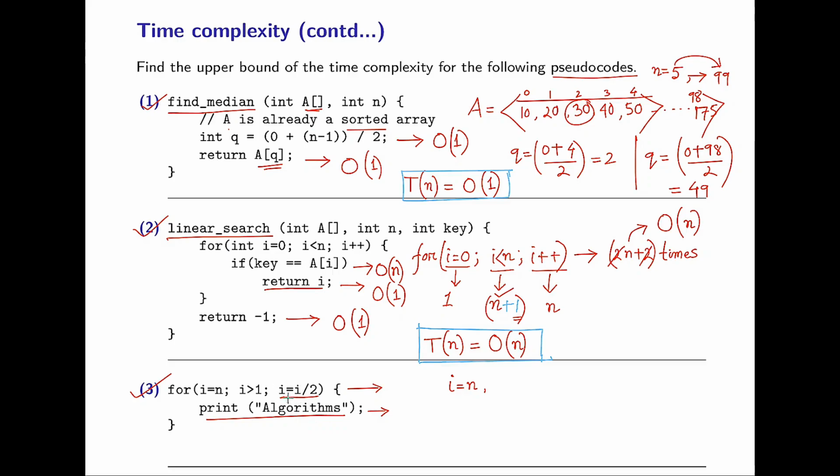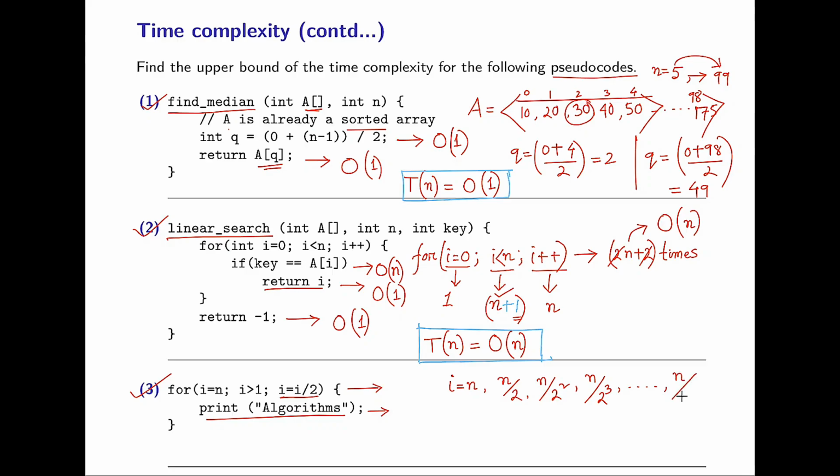Always look at how the value of the loop variable is going to change. Here, I equal to I by 2 means first of all I equal to n, and then I by 2 means what? Next value will be n by 2. Next will be n by 2 square. Next will be n by 2 by 2 by 2, which means n by 2 cube. Like that it will go. So where will it stop?